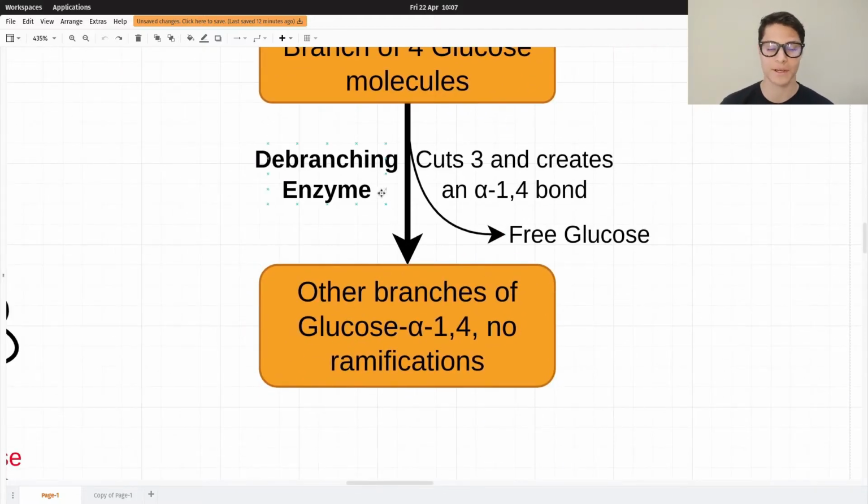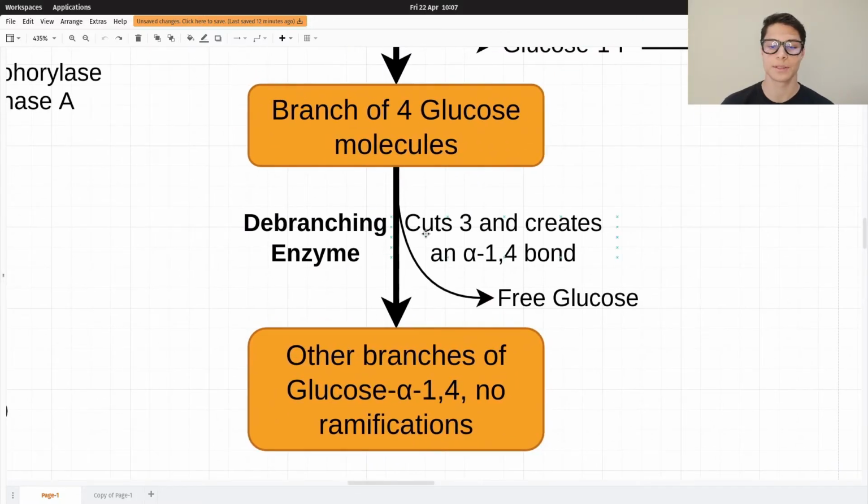Then the debranching enzyme cuts the 3 remaining from the one with the alpha 1,6. Remember, we are left with 4. Then this enzyme cuts those 3 extra, and it creates an alpha 1,4 bond in another branch.